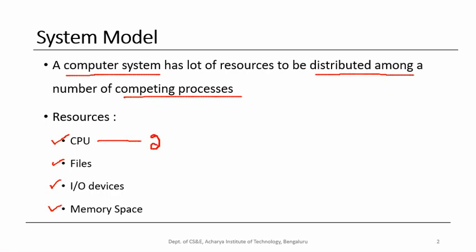Suppose you have two CPUs in the computer system, then we say that there are two instances of CPU. Similarly, suppose you have 5 printers connected to the computer system, we say that there are 5 instances of resource type printer. Such resources should be allocated or distributed among the processes which are competing for these resources.